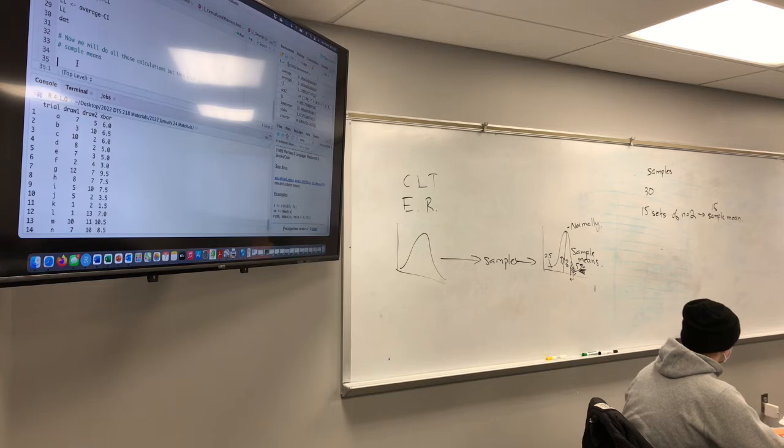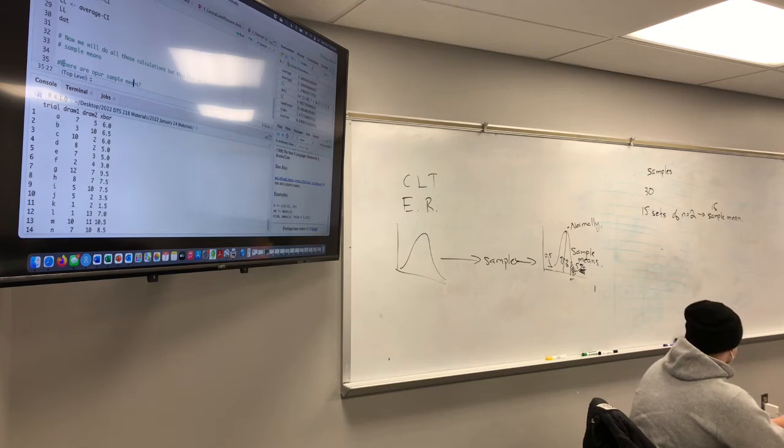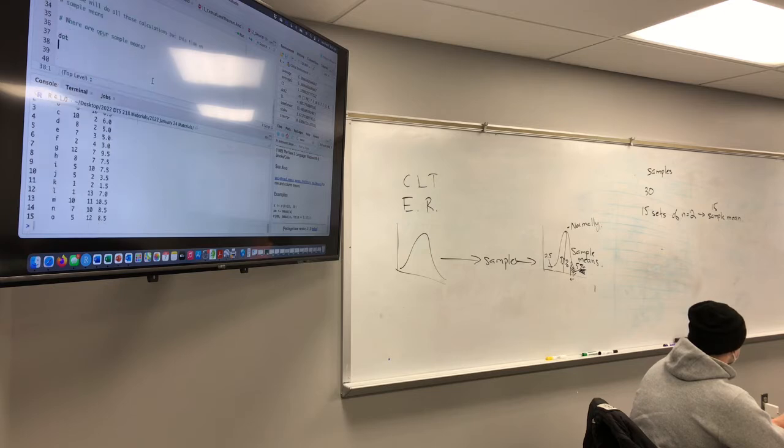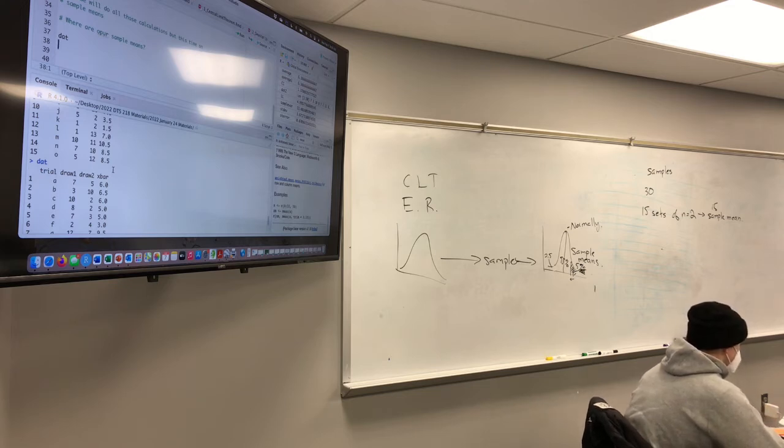Okay, so we're going to do all those same calculations that we did before, but now we're going to do them on the sample means. So the first thing we have to do is remember where our sample means are. As it turns out, our sample means are in the data frame that we called DAT earlier. Let's make sure that's the case. We have a data frame that has the original data in it in the 15 trials of 2 draws each, and the average values for each of those trials is in the column X bar. Okay? Everybody see that?